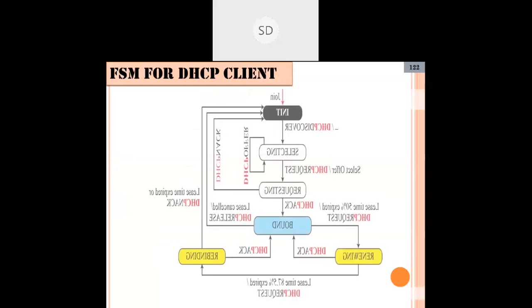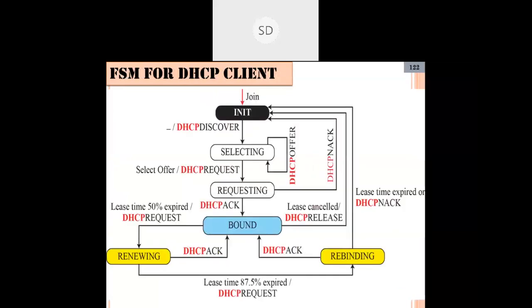So this is a basic FSM, finite state machine, for the DHCP client. In order to achieve communication between the server and the client, one small FSM is given. You can observe here, initially, if you want to establish a connection from the source, that is the client, to the server, it goes to the initialization state.